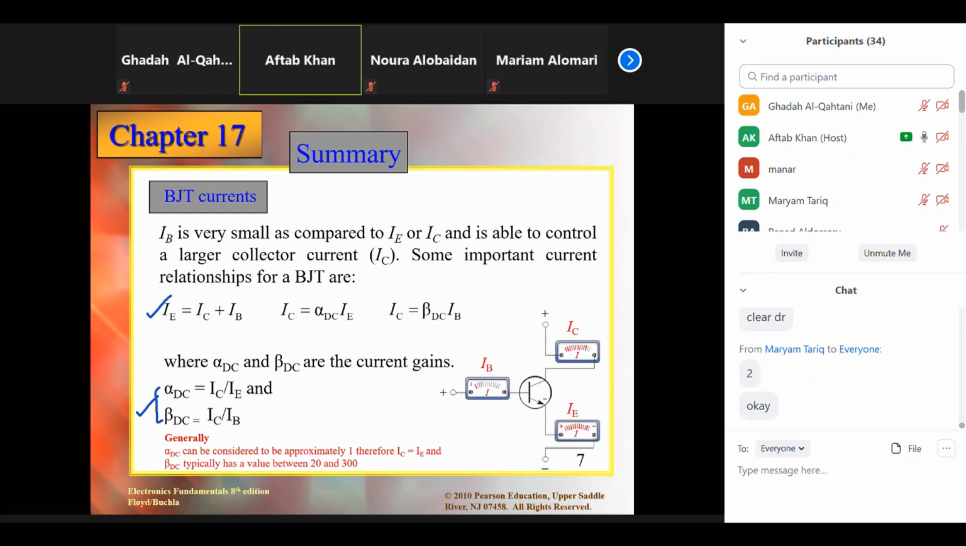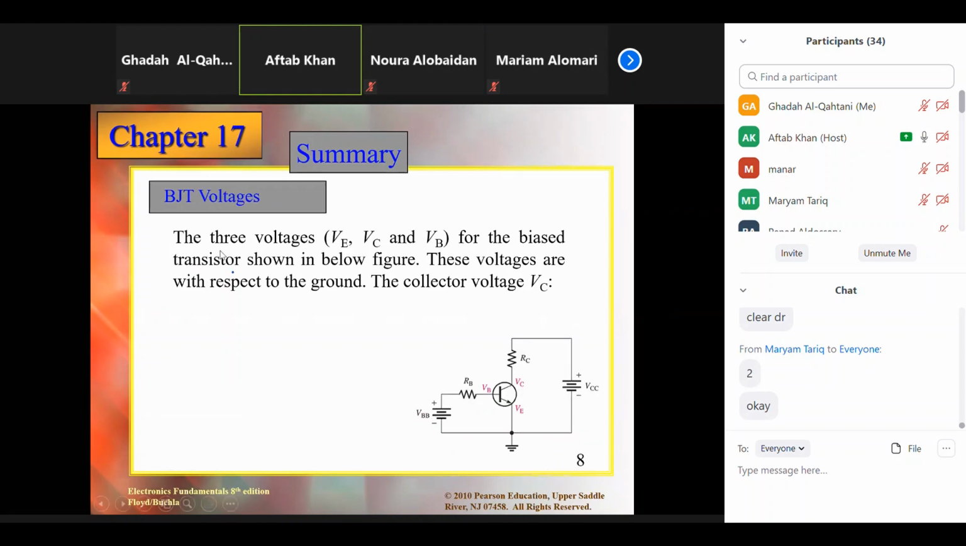Now next we will look at the voltages, the different voltages like VB, VE and so on. These are the BJT voltages. We have already discussed the setup. Now VE is the emitter voltage, VC the collector voltage, VB the base voltage. VB is the voltage at this point, VE the voltage at this point, VC the voltage at this point. And VBB is the biasing battery, and this one is also a biasing battery.